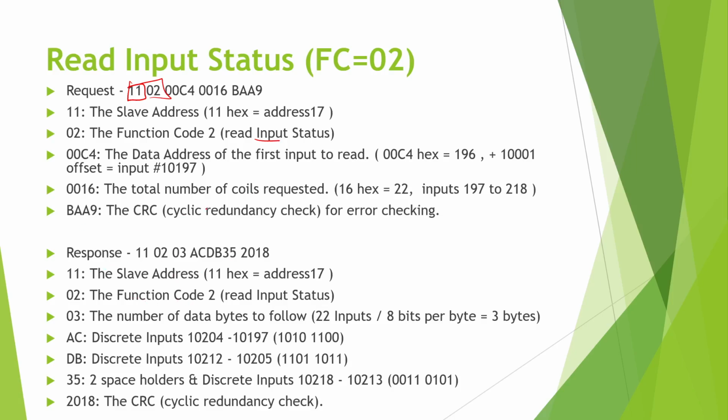Then we have the coils requested, so in this case, 22. And then we have our CRC again. And down here again, you can see everything. So we're only having 22, which means in this case we're only sending 3 bytes back. So we have 3 bytes right there with 2 space holders, and those 2 space holders are always at the beginning.